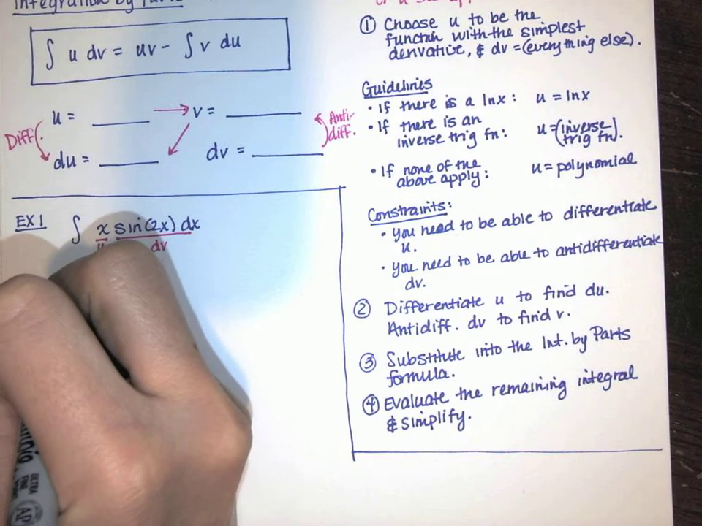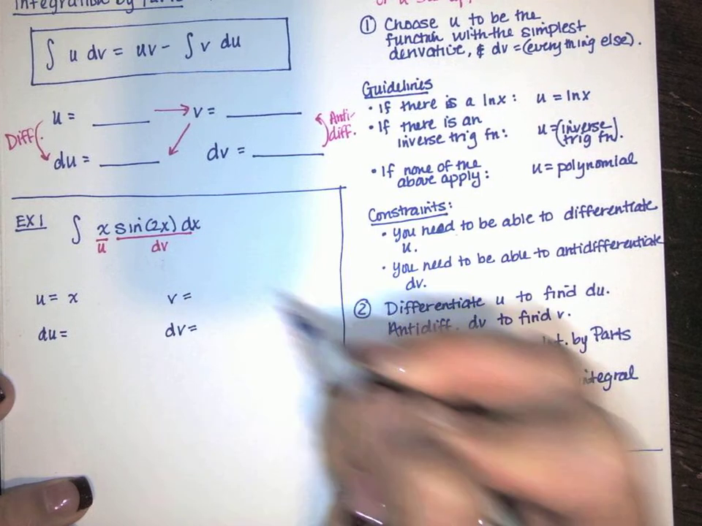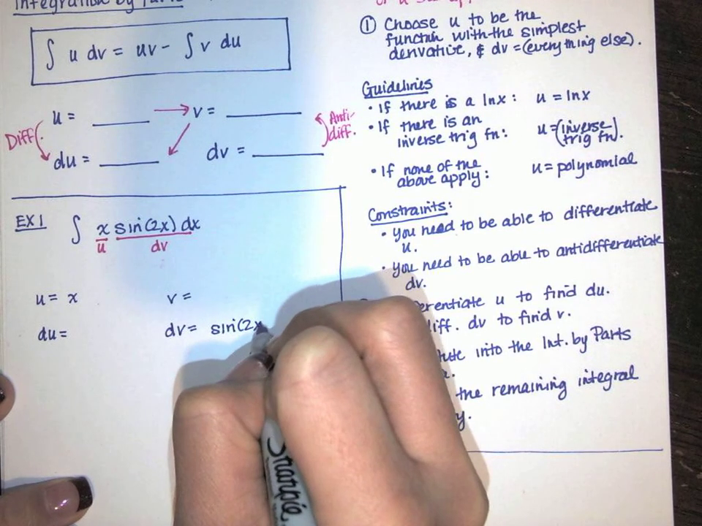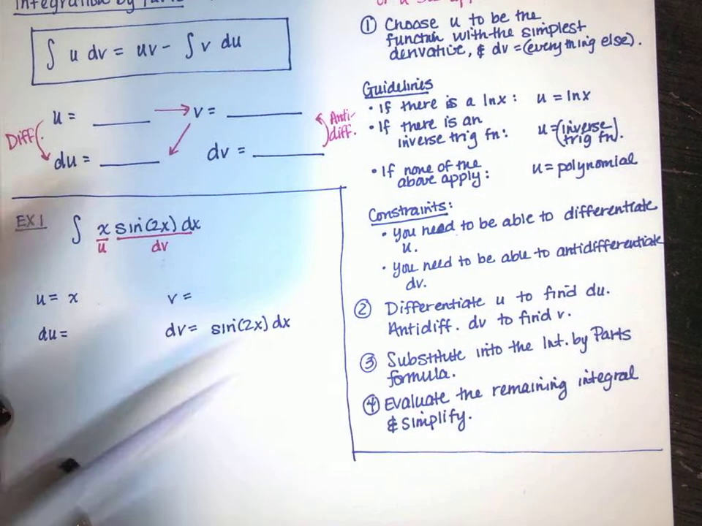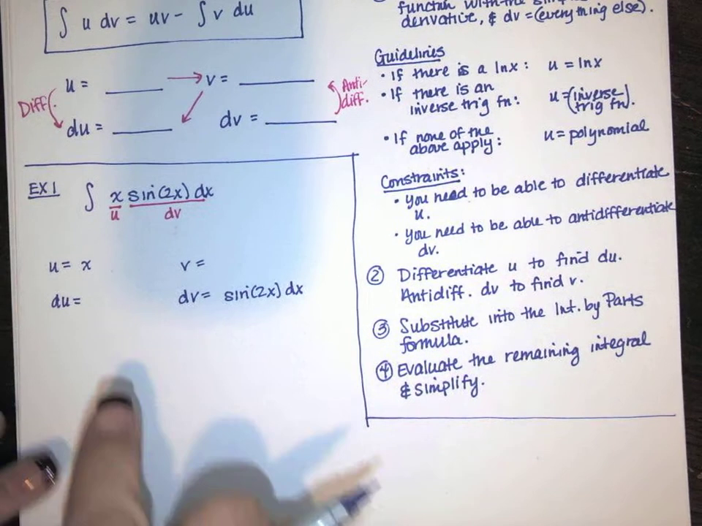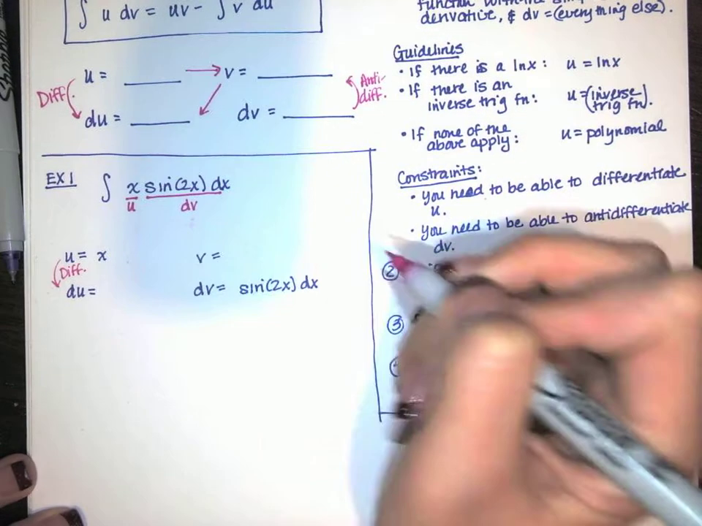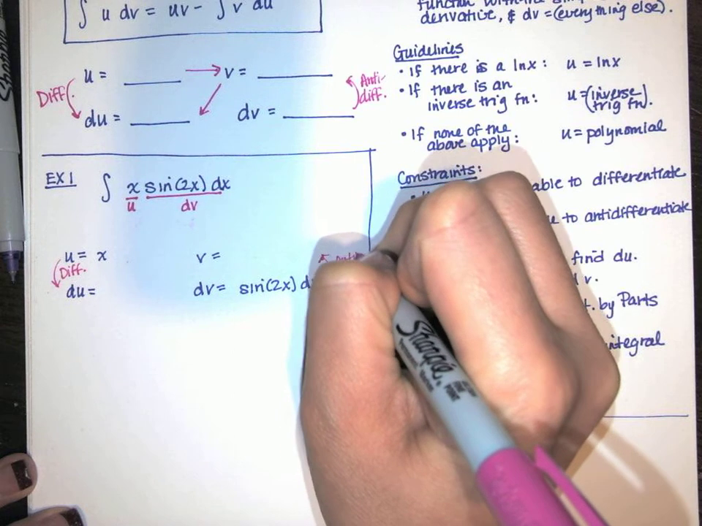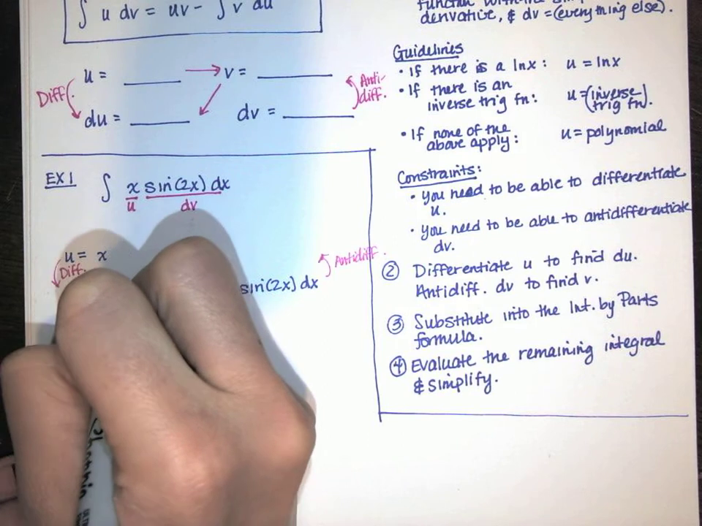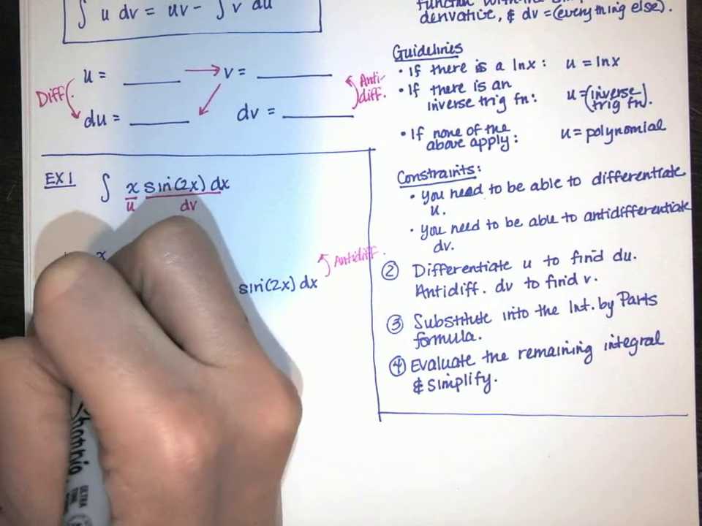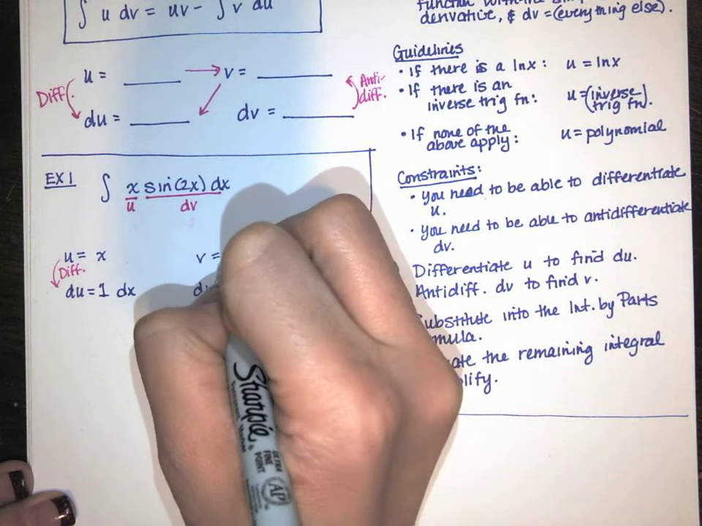Now I'm going to set up my table. Now I'm going to fill in my table so that I can substitute into the formula in a bit. In order to calculate du, I'm going to differentiate. And then to calculate v, I'm going to anti-differentiate. The derivative of x is just 1. I'm going to multiply by dx to get du. The antiderivative of sine is negative cosine.